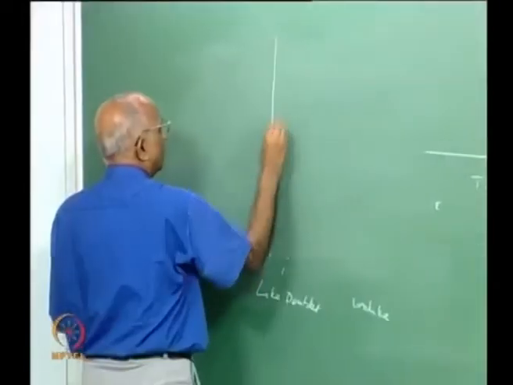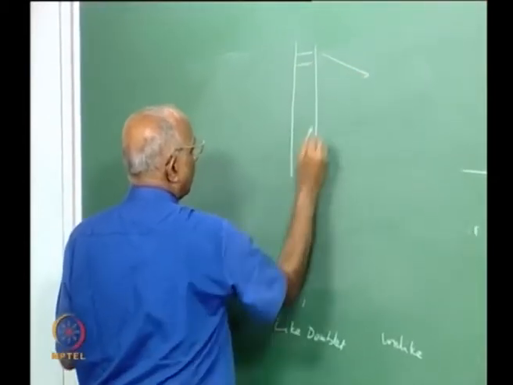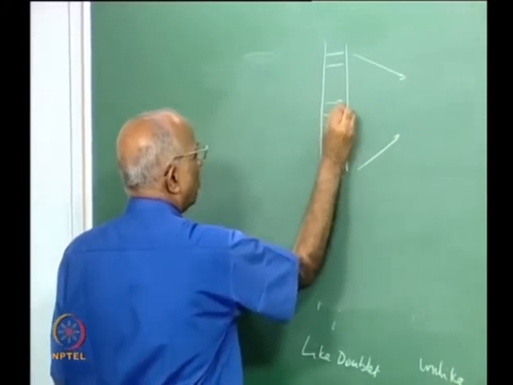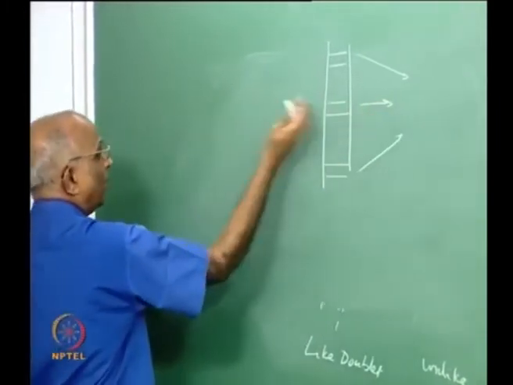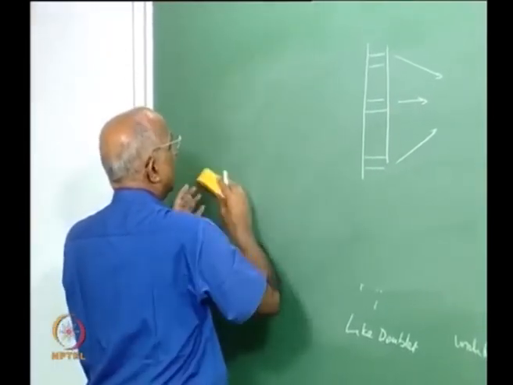I show in that figure a hole here from which I get one jet, a hole here from which I get one jet. I also show one hole from which I get one jet. Now, I take a view of this. Let us say the head is something like this.